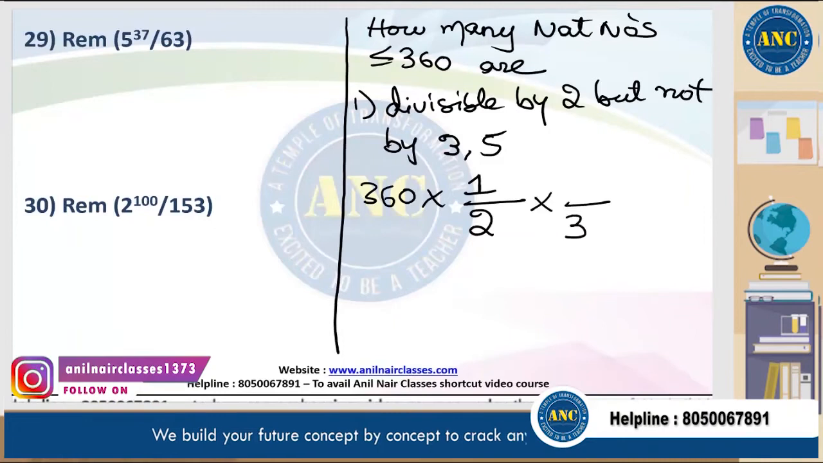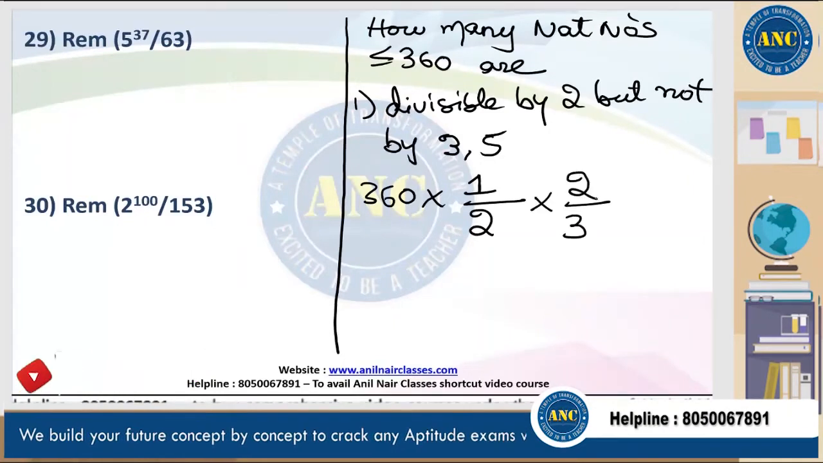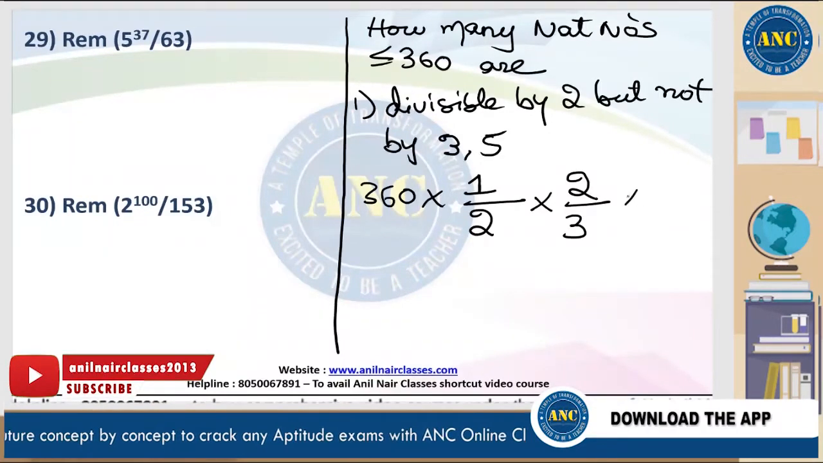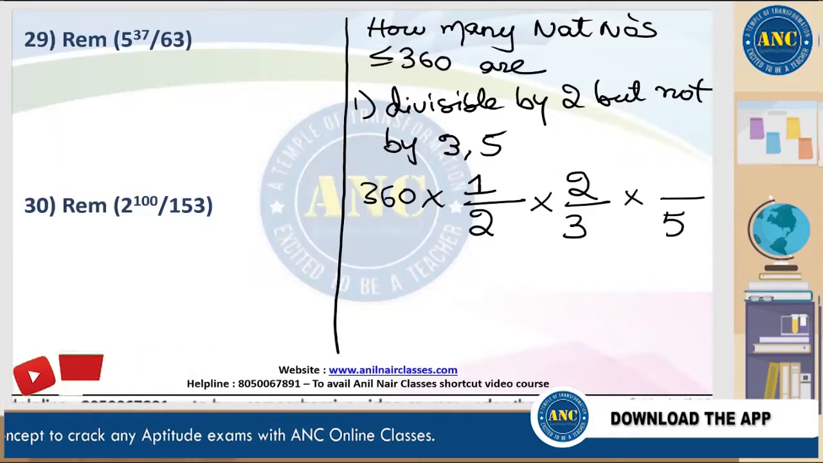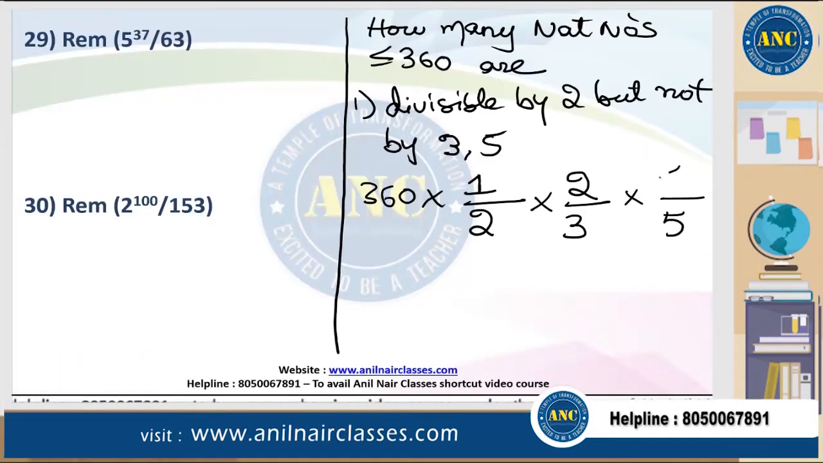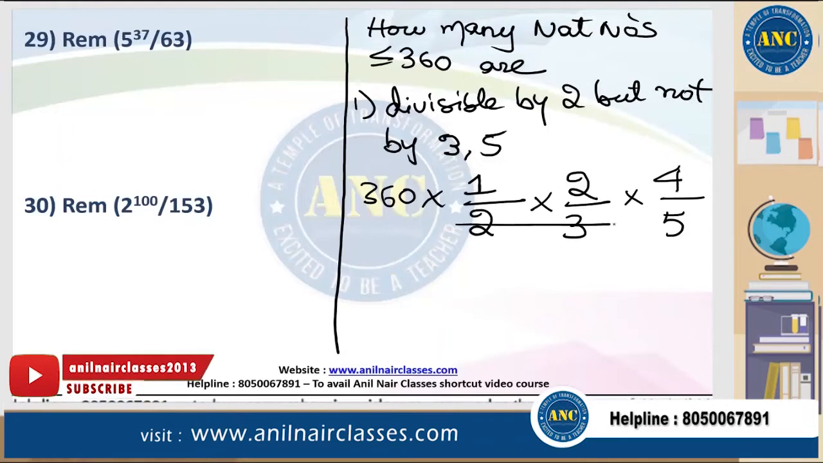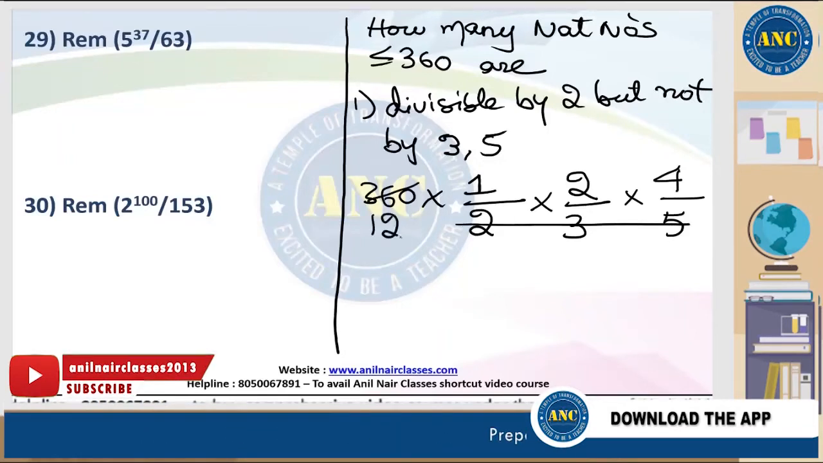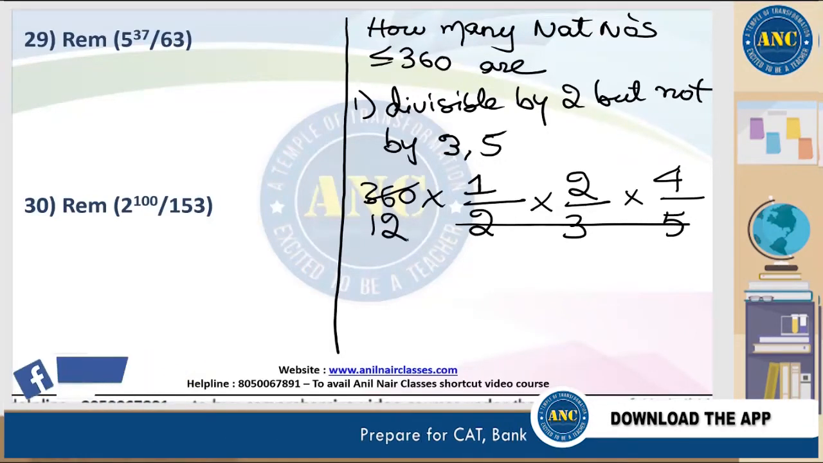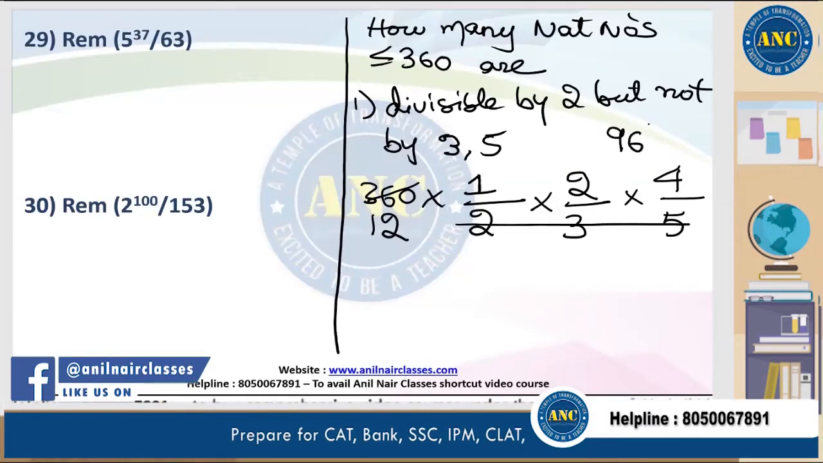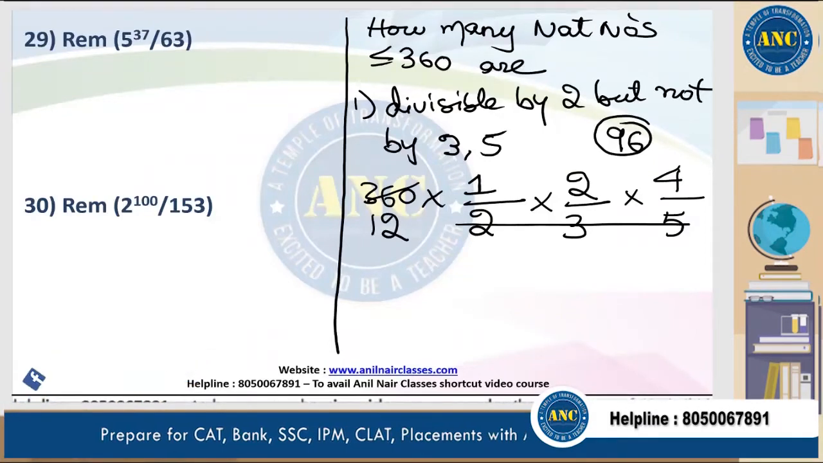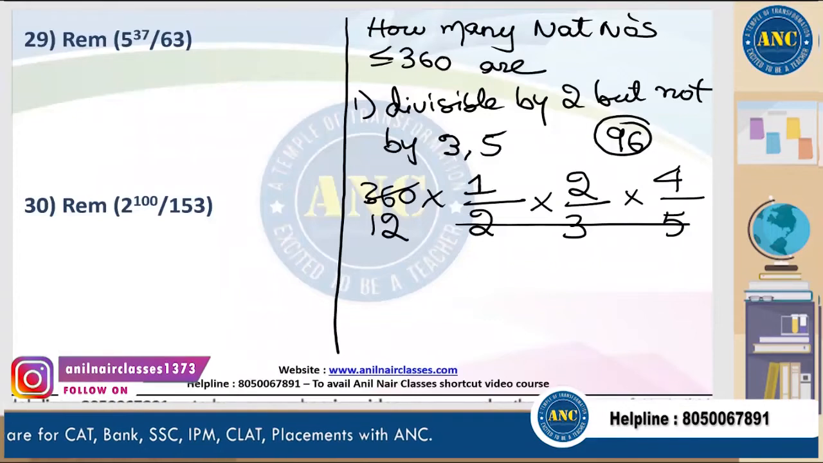For every 3, one number is divisible. Not means 1 minus 1 by 3. For every 5 numbers, one number is divisible. Not means 1 minus 1 by 5. 4 by 5. 6 5s are 30. 30 12s are 360. 12 8s are 96. I hope the idea is clear. Second one.